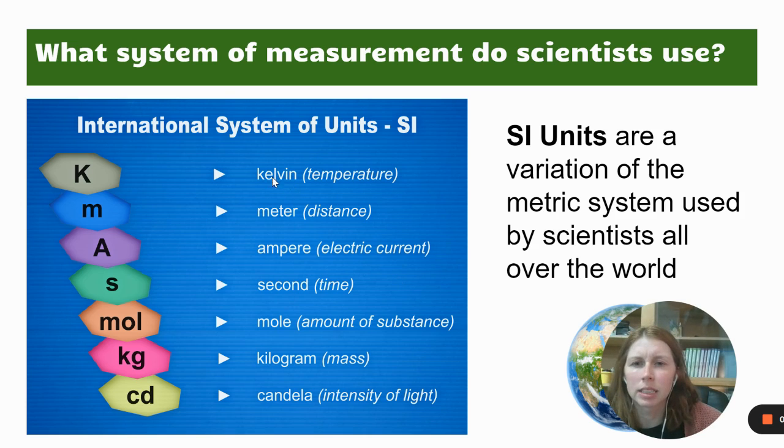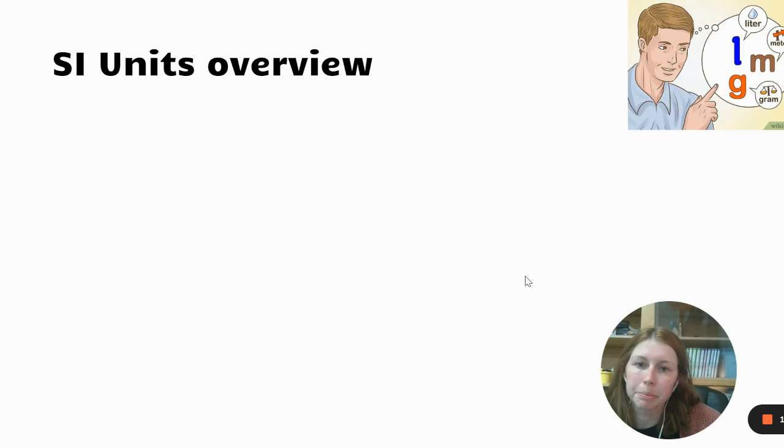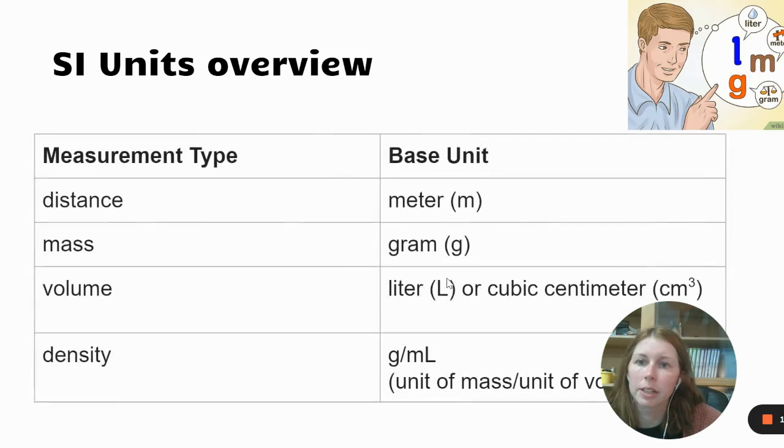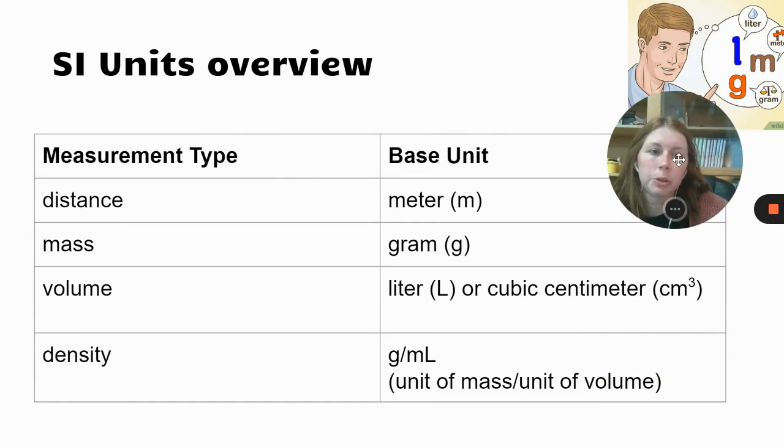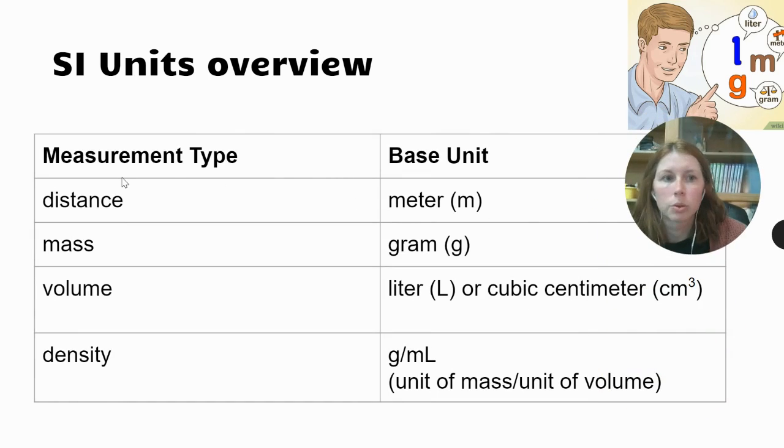It's interesting that Kelvin's on here, but we measure in Celsius a lot. So we mostly use the metric system in our science class, but the SI units are all of these. So what are the SI units? Just a quick overview. So distance, we use meter. Mass, we use gram. Volume, we'll use liter or cubic centimeter. Density, grams per milliliter, or the unit of mass per unit of volume.